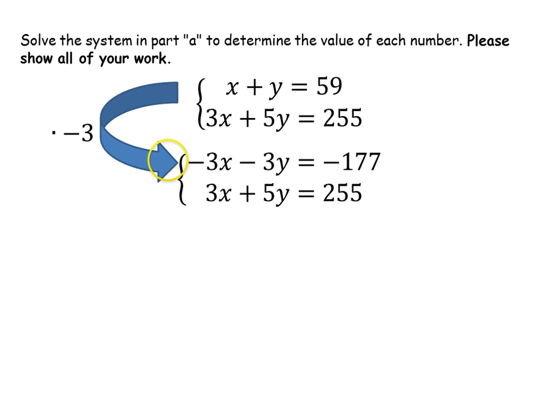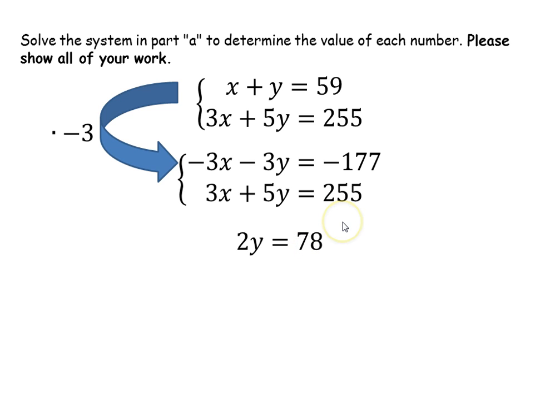So reiterating again, how I got this system was I took this equation and I multiplied it by negative 3. So that's how this equation right here becomes this equation. And I do that because now when I add these equations together, I get 2y equals 78. Where does 2y equals 78 come from? Well, the negative 3x and 3x are gone, which is why there's nothing here. The 2y comes from negative 3y plus 5y. That's 2y. And the 78 comes from negative 177 plus 255, which is 78.